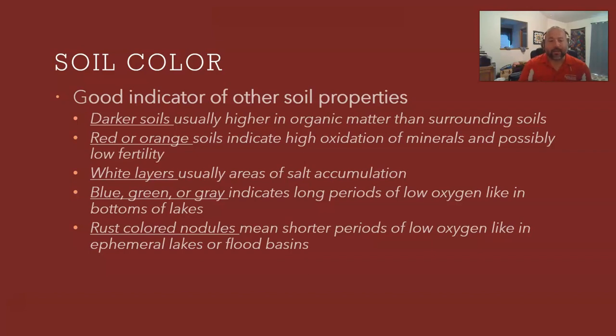And if you have rust-colored nodules, that means shorter periods of low oxygen, like in ephemeral lakes or flood basins. So not quite the blue, green, or gray. You get rust-colored instead, which means that there were little bouts of low oxygen, but then they managed through it. Whereas with the blue, green, or gray, there were long periods of low oxygen, and you don't have as healthy-looking soil. You get much lighter colored soil.